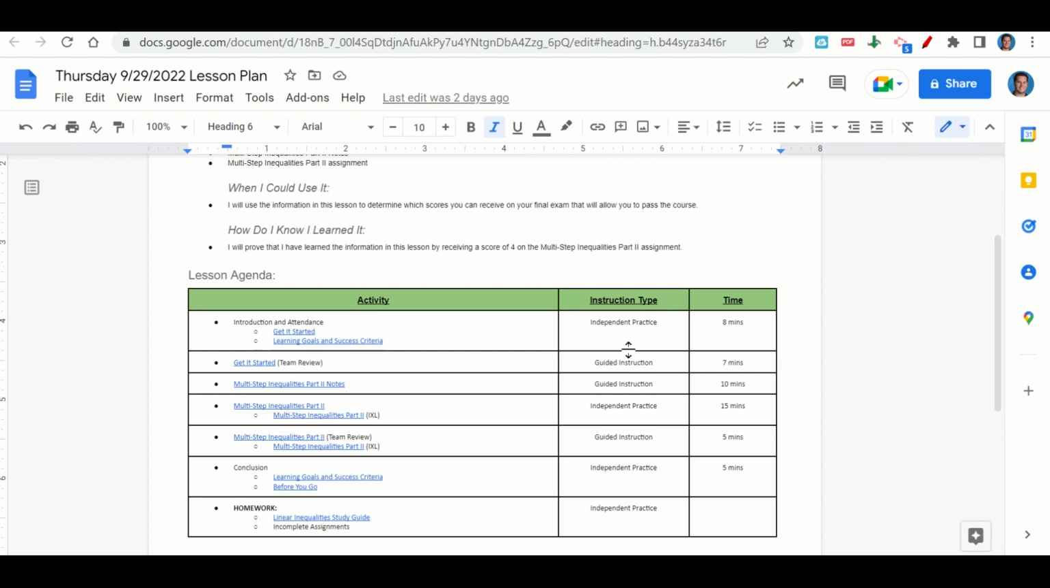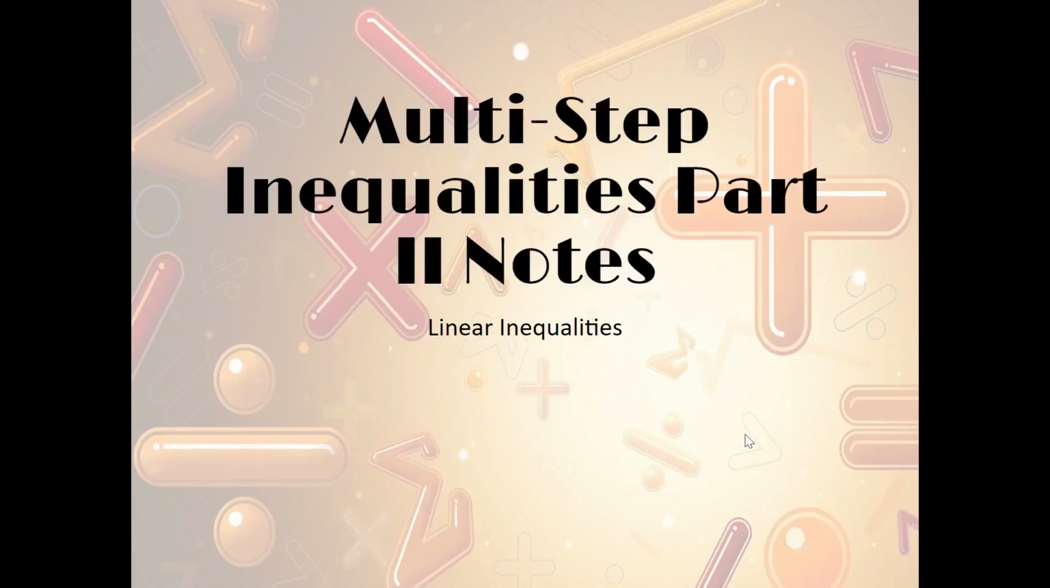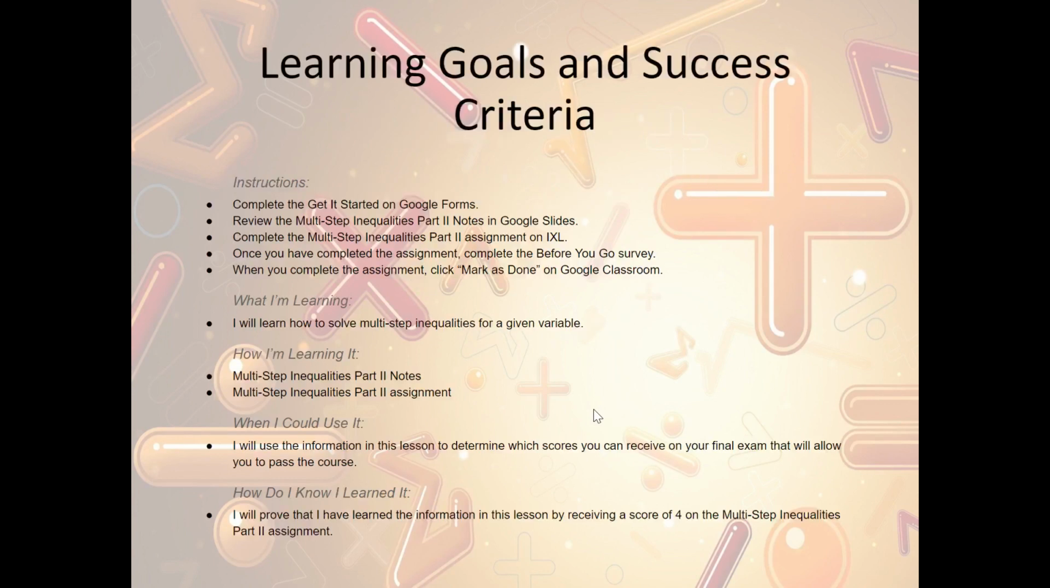Once you've completed the assignment, we'll go over it together and answer any questions that you may have. At the end of class, we'll go back over our learning goals and success criteria while you fill out your Before You Go. Your only homework for tonight is to continue working on the Linear Inequality Study Guide and any incomplete assignments that you may have. Let's take a look now at the Multi-Step Inequalities Part II notes. The notes begin with the learning goals and success criteria.